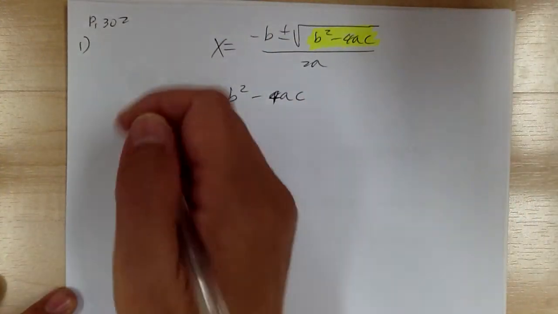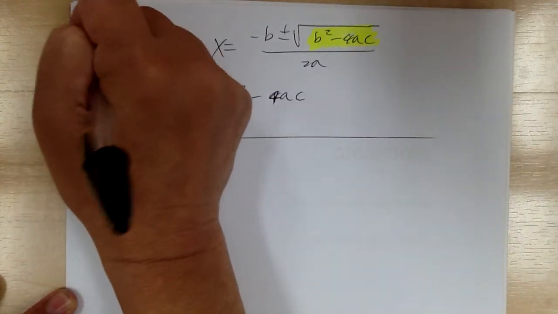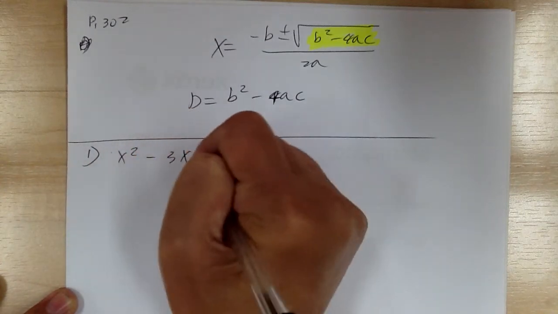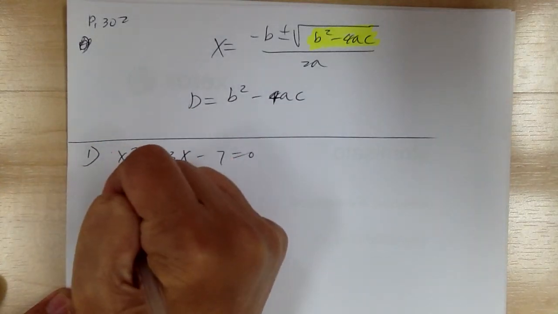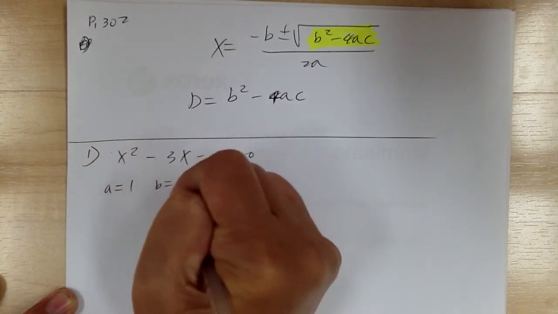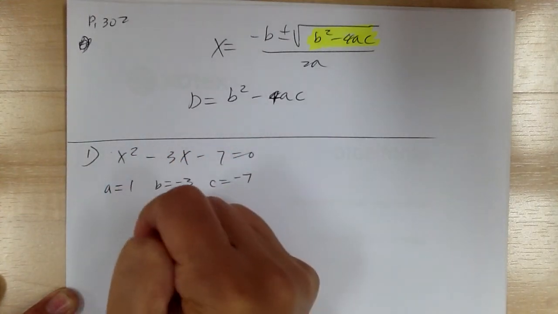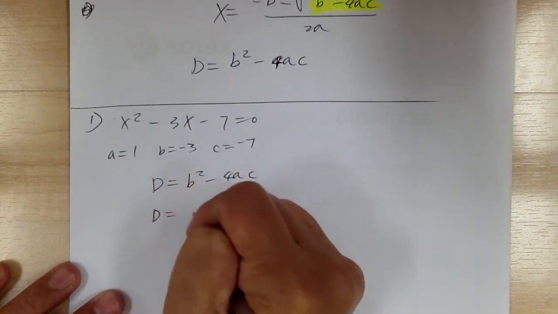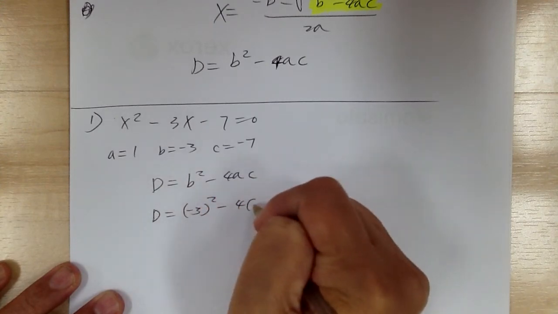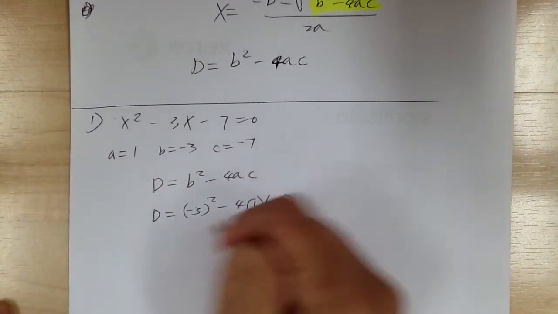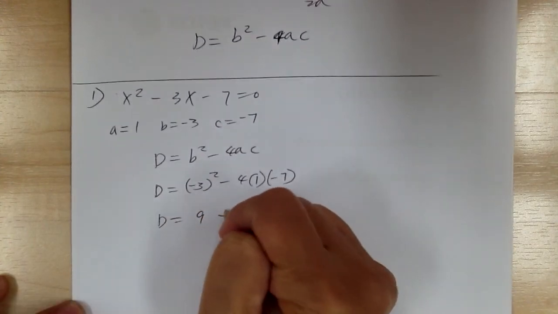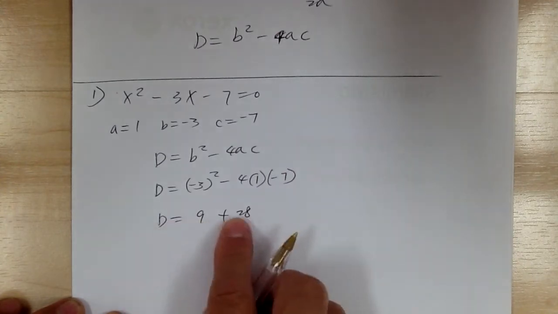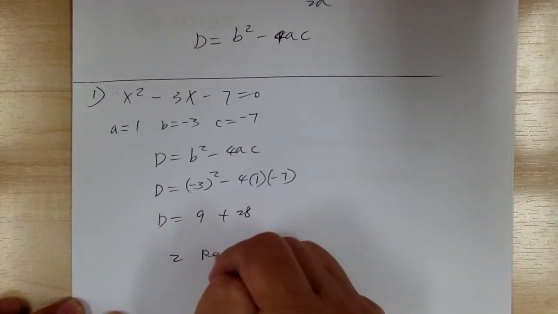Okay, so number 1, you have x squared minus 3x minus 7 equal to 0. So a is equal to 1, b equal to negative 3, c equal to negative 7. So d equal to b squared minus 4ac. So d equal to negative 3 squared minus 4 times 1 times negative 7. So d equal to 9 plus 28. So you know that it's positive already. So that means you're going to get two real roots.